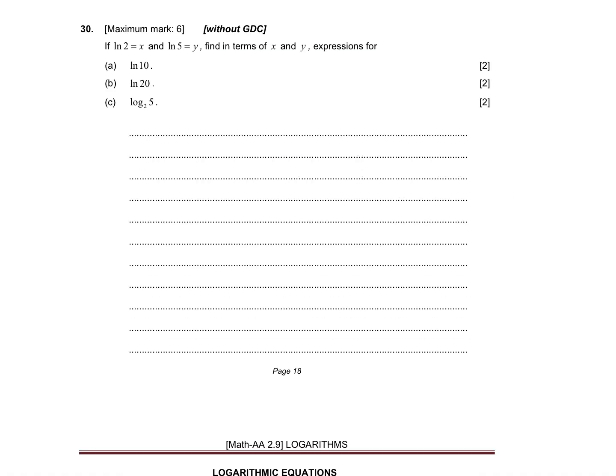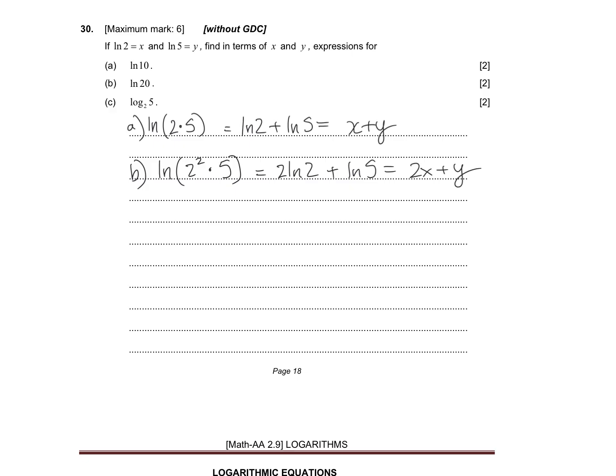All right, so we can separate natural log 10 into 2 times 5 and separate with addition. So this is going to be x plus y. For b, this is going to be 2 squared times 5. Then separate by addition, and that exponent 2 falls back, and natural log 5. So that's going to be 2x plus y.